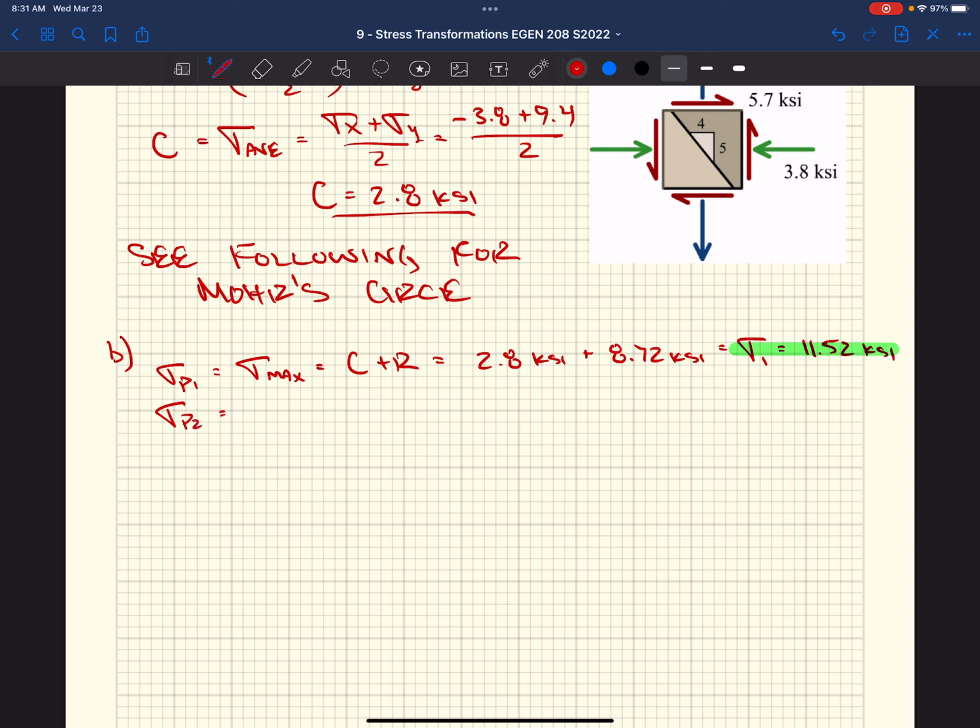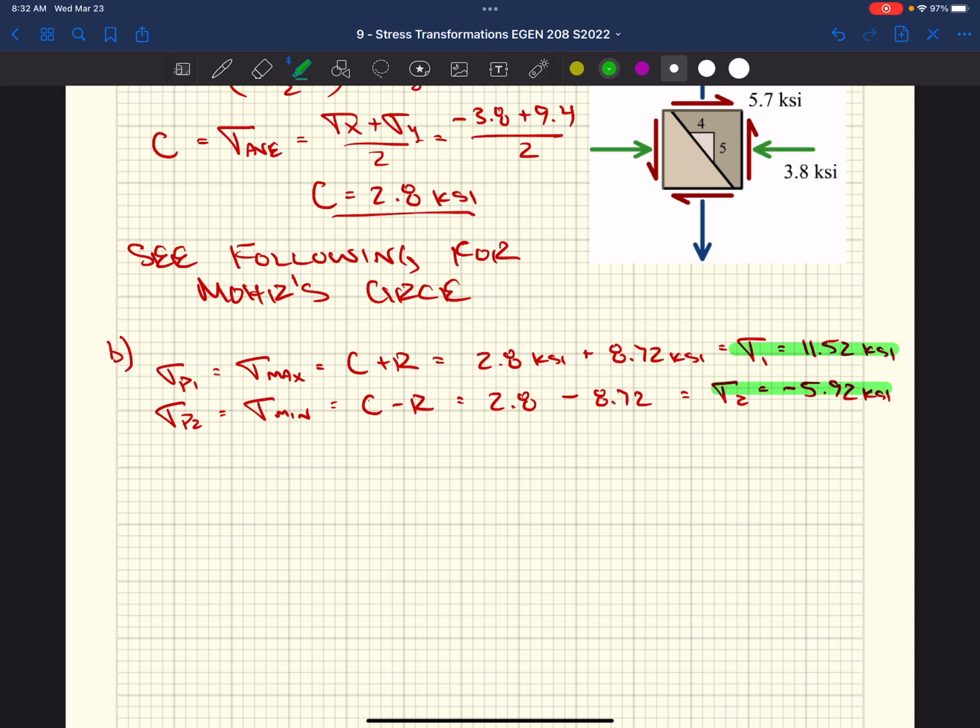Sigma P2, sigma min, center minus the radius, 2.8 minus 8.72, we get sigma 2 equal to negative 5.92 KSI. Right?